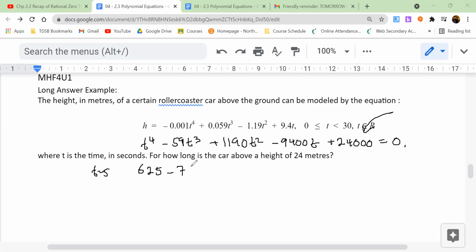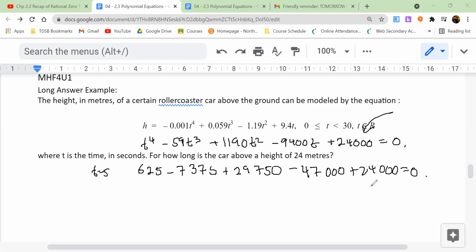That's negative 7,375 plus 29,750 minus, has to be 5, 47,000 plus 24,000. And I believe it should, yes. Perfect, it does equal 0, yay.